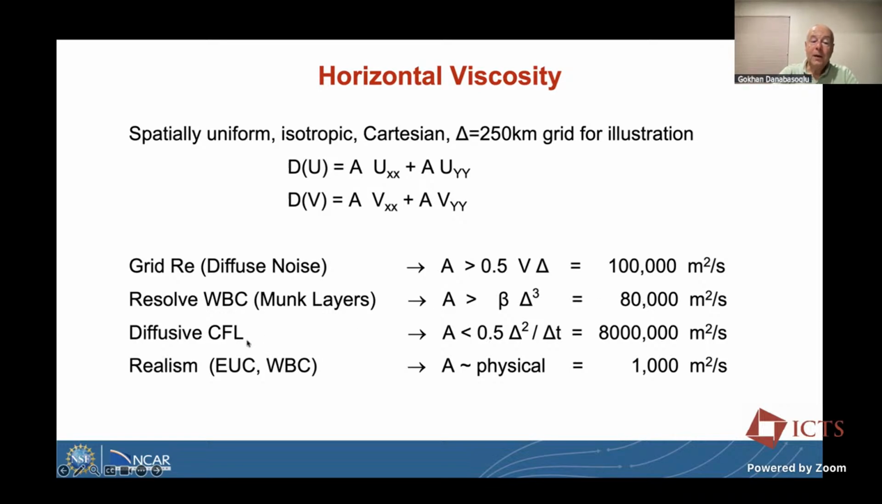If you want to obey numerical diffusive stability, that's the CFL condition, then based on the discretization that we have in the model, that should be order 8 million meters squared per second. These are huge numbers. And for realistic representation of western boundary currents, for equatorial undercurrent, from the physics side, it's telling us that these diffusivity viscosity coefficients should be order 1000. So you can see that there is a huge range that you need to satisfy. So what do we do?